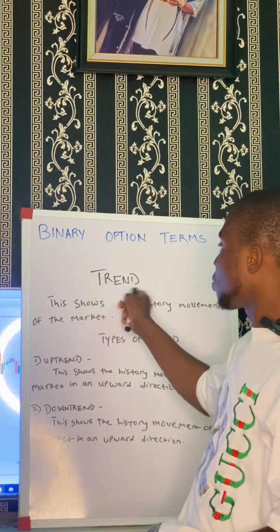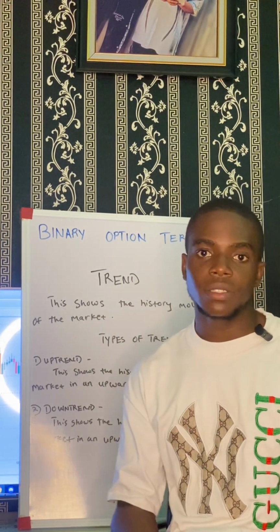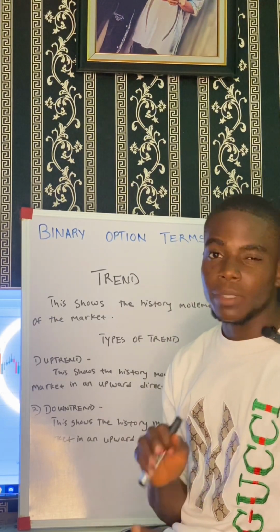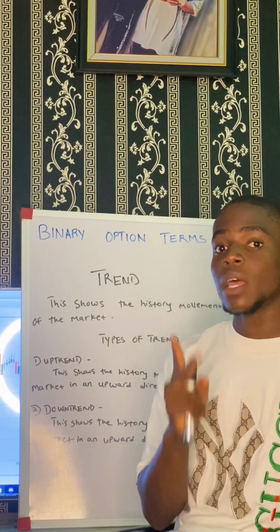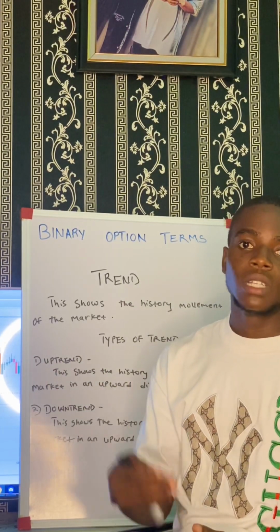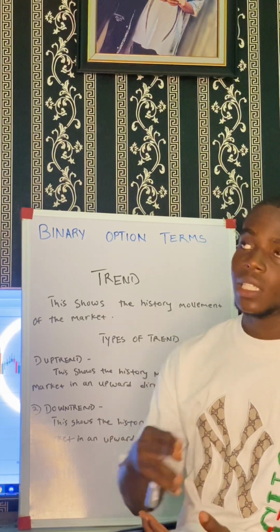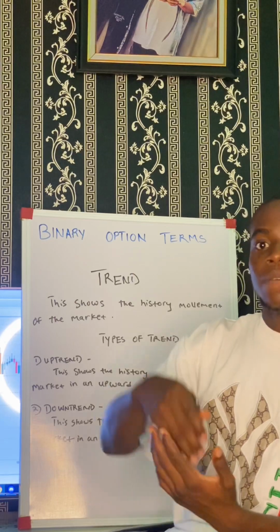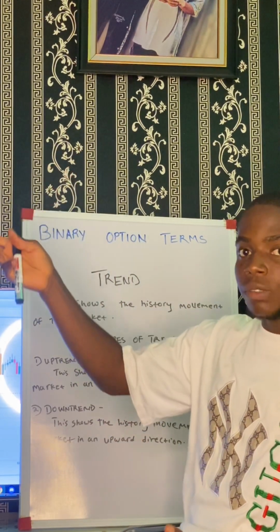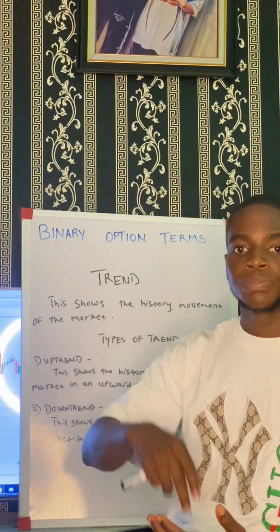going to take a look at the word called trend. What is a trend? Maybe you guys have heard of the word trend before, but don't know what it is. Trend simply shows the history movement of the market. That's what it does. And we have two types of trend. We have an uptrend and a downtrend. An uptrend simply shows the history movement of the market in an upward direction, and you can also call it a bullish movement on the market. When you hear the word bullish movement of the market, it means in an upward direction.